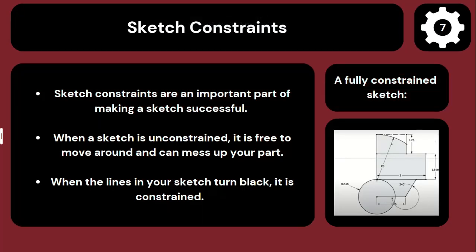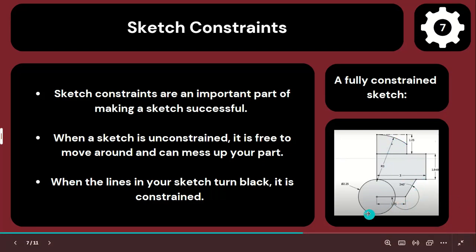So here we have sketch constraints. Sketch constraints are very, very important for Onshape and very important for CAD design in general. They are an important part of what makes a sketch successful. When a sketch is unconstrained, it is free to move around and you can mess up any part. When the lines of the sketch turn black, it is constrained. If it's blue, it is not constrained. So this is an example of a fully constrained sketch here. You can see a lot of different dimensions and stuff like that.